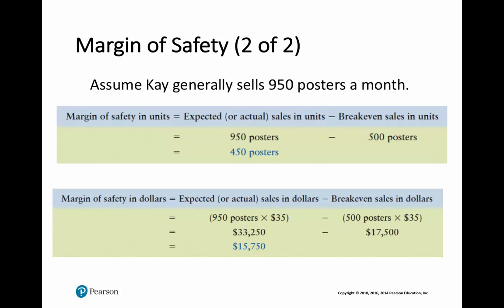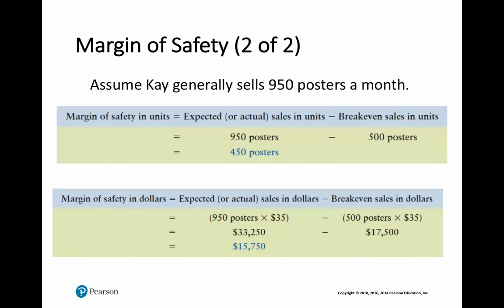We can also express it in sales dollars. So we can do our 950 posters times our $35 per poster, minus our 500 break-even posters times $35. That tells us that our margin of safety in sales dollars is $15,750. So again, I'd get these two formulas down. You'll need that for one of your homework problems, I believe it's problem 63. They ask you for your margin of safety. So you need to know what your expected sales or actual sales are, depending on how the question is worded, and we want to know our break-even sales in order to calculate this.